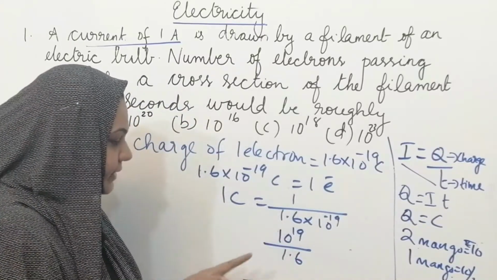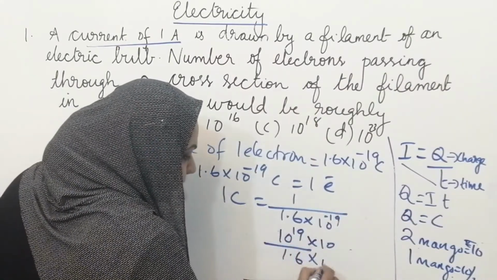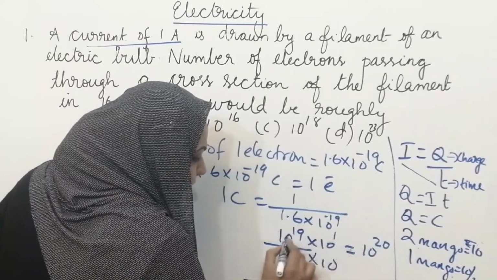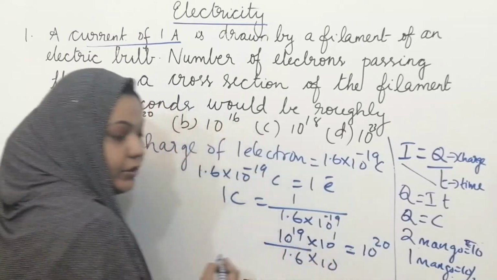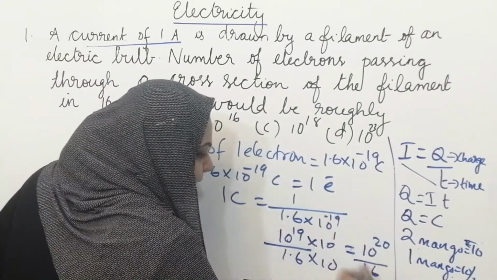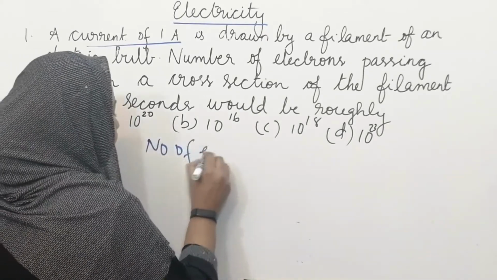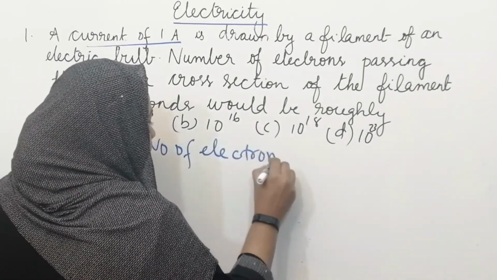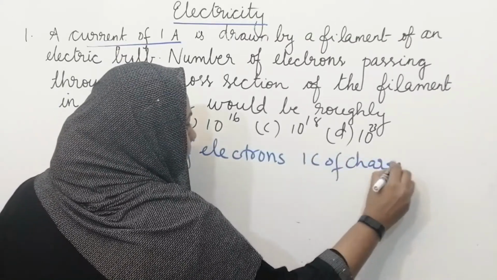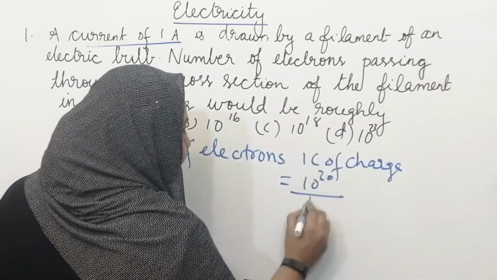divided by 1.6. Now we can remove this decimal by multiplying with 10. Here this will become 10 raised to 20, because a raised to m into a raised to n is a raised to m plus n. So 19 plus 1, 20. And this will become 16. So now we can write the number of electrons. 1 coulomb of charge is equal to, what we got, 10 raised to 20 divided by 16.